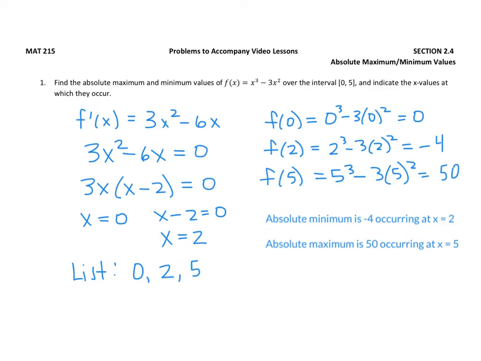So our absolute minimum is negative 4, and that occurs at x equals 2. And then our largest function value out of these 3 is 50. So our absolute maximum is 50, and it occurs at x equals 5.